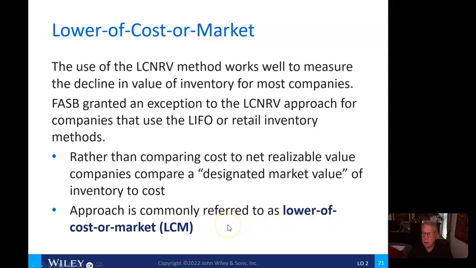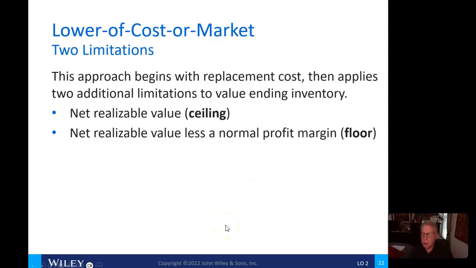This looks like a good place for us to stop this first video, and when we return, we'll take a look at the limitations of lower of cost or market.